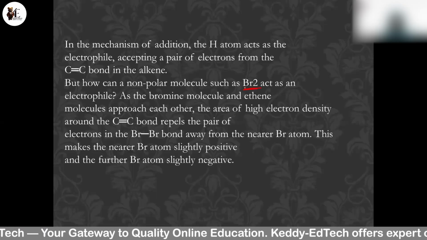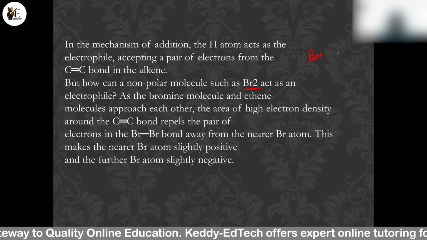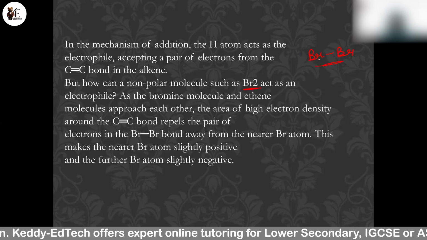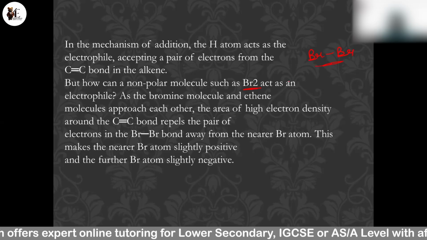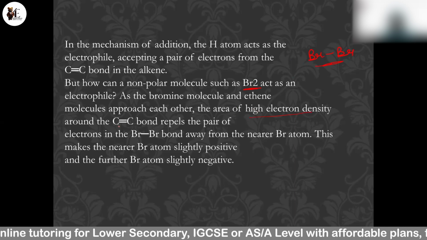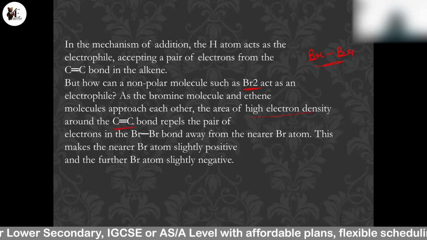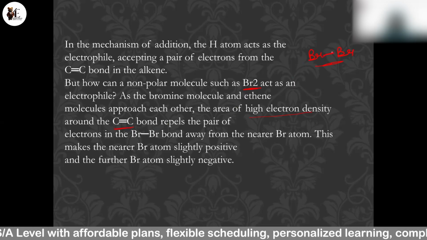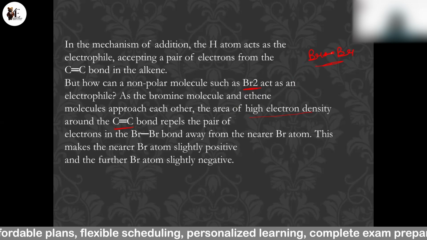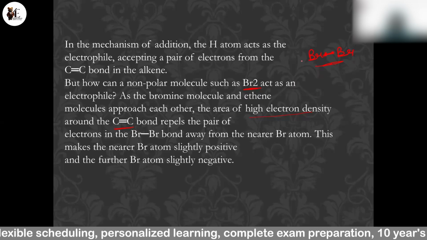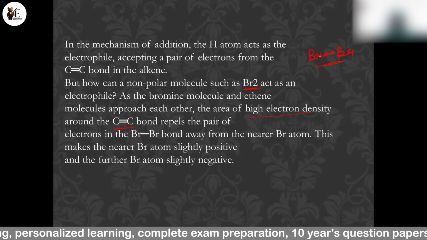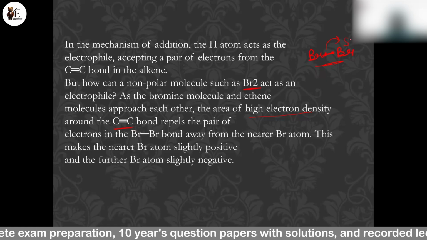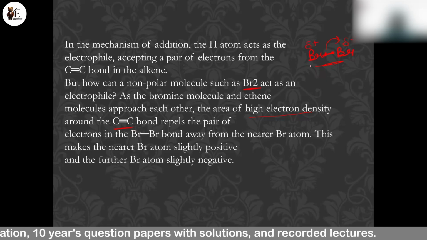Here is how bromine can act as an electrophile, although it is non-polar. Bromine is non-polar because of the same electronegativity, but how can it act as the electrophile? Because when the bromine and ethene approach each other, the area of high electron density around the carbon-carbon double bond, the electron density being high in the alkene, repels the pair of electrons in this bond. 2 electrons are present in this bond. So this carbon-carbon double bond in the alkene repels the pair of electrons in this bond away from the nearer bromine atom. So it gets partial negative and it gets partial positive charge.